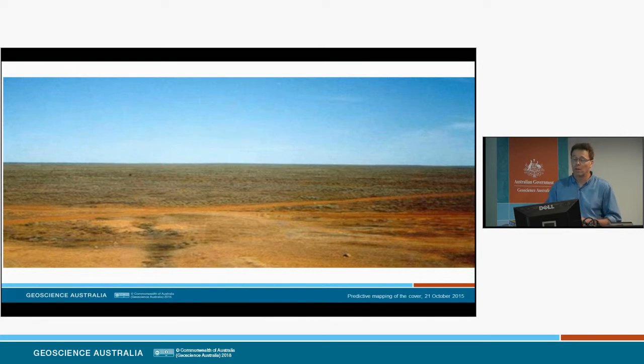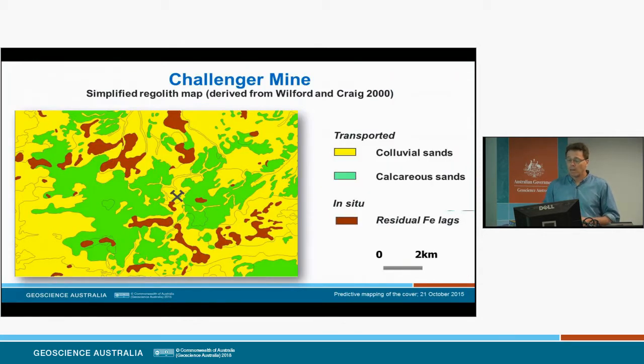This is one landform type. Using landforms as a surrogate to map regolith is just not going to work. It's just ineffective because essentially it's a surface mapping approach.